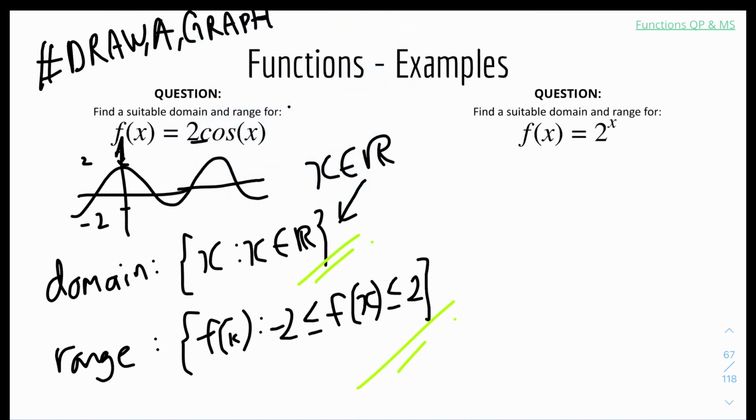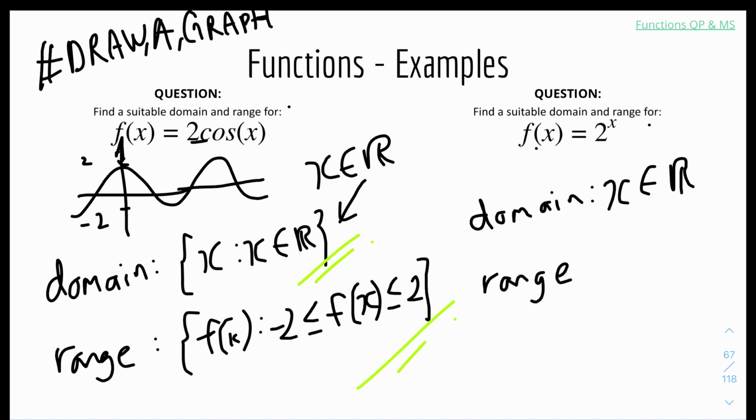And then we have: find the suitable domain and range for f of x equals 2 to the power of x. So we just write some domain. You can think of it logically. Just ask yourself, is there any x value that cannot be mapped onto this function right here? All values of x can be mapped, so x can be anything, because you can do 2 to the power of minus 100, 2 to the power of 100, anything. Then we have the range.